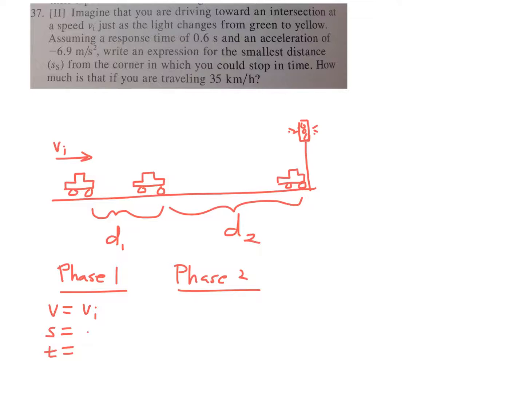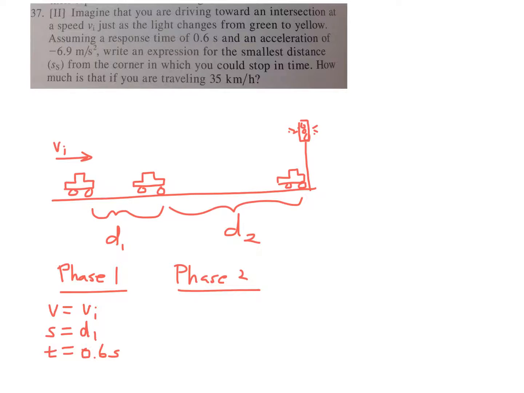Your v in phase 1 is v sub I, constant velocity, initial velocity, staying with that velocity. I'm calling my s, d sub 1. I should have probably called it s sub 1, but it doesn't really matter, d sub 1. And t, it tells you, is 0.6 seconds, your reaction time. It's how long it takes to get your foot on the brake pedal.